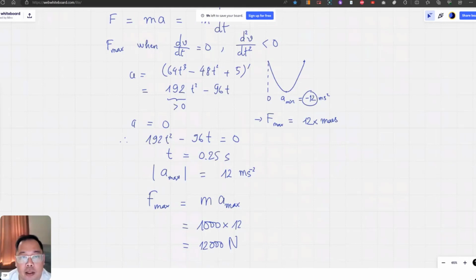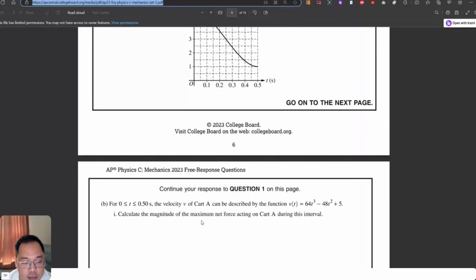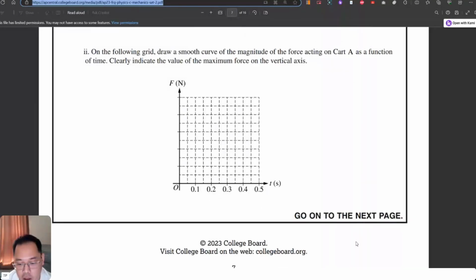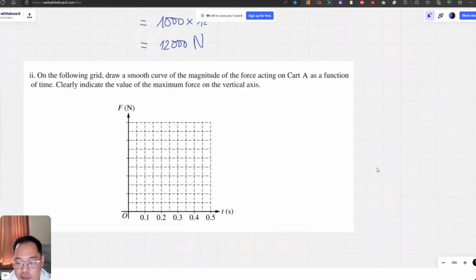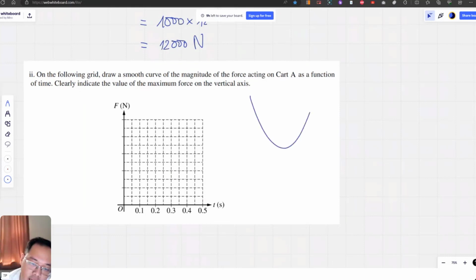The next one, question B2. On the following grid, draw a smooth curve of the magnitude of the force acting on car A as a function of time. Clearly indicate the value of maximum force on the vertical axis. The acceleration is concave up, but we just need to take the value of the acceleration. This is a minimum, minus 12. For the force, we only care about its magnitude, not the negative sign.